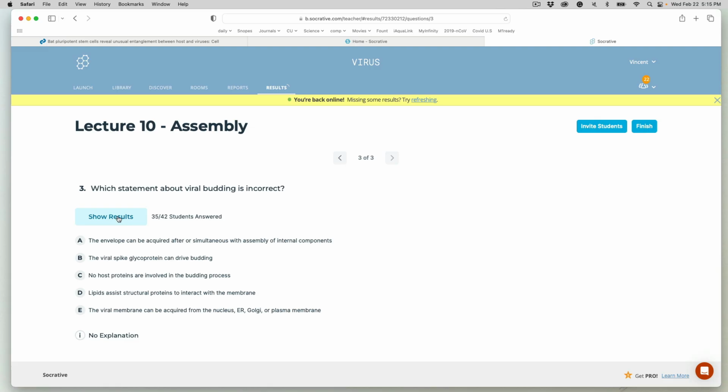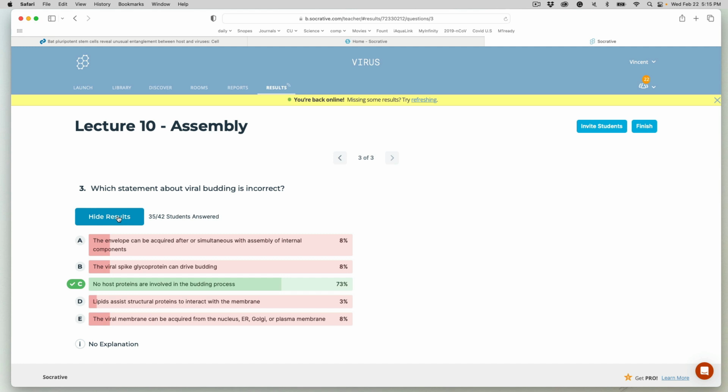Which is wrong? So what's wrong is that no host proteins are involved in budding. Remember the ESCRT proteins. That's a cellular system of pinching off the bud. Everything else is correct. The envelope can be acquired after or simultaneous with assembly. Spikes can drive budding. Lipids assist proteins to get to the membrane, like myristylation of M. And we can get the membrane from pretty much anywhere.